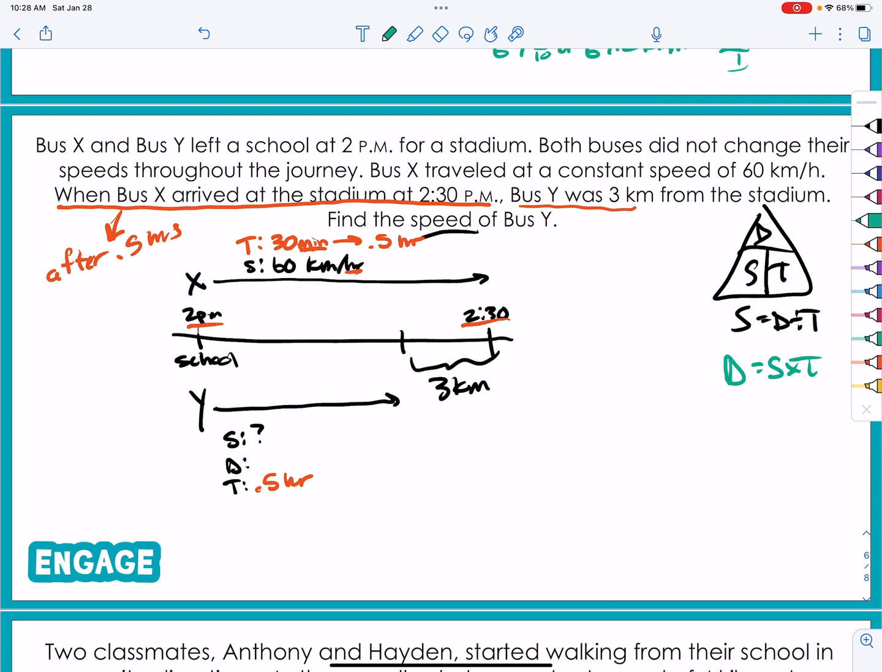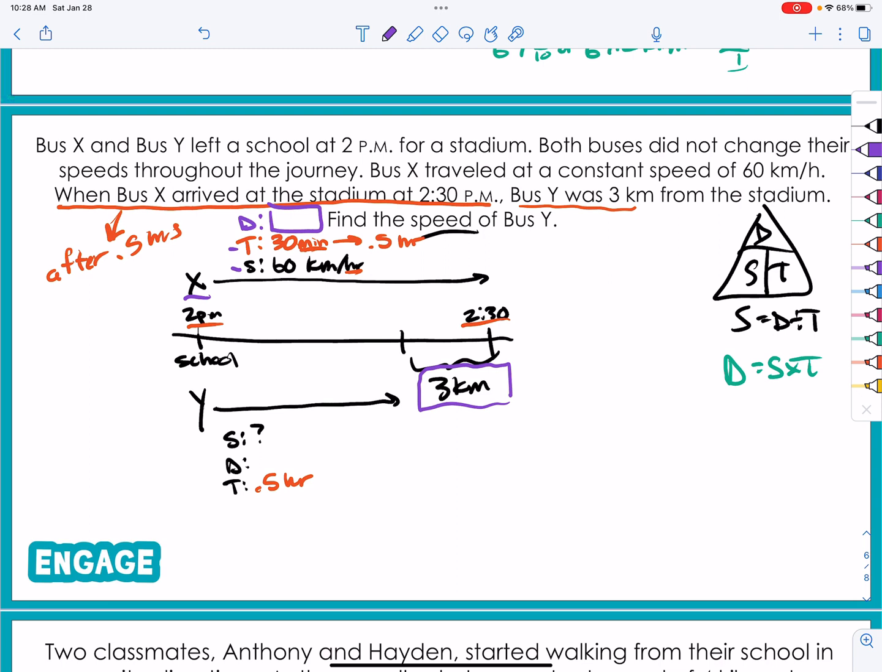So we can't use the formula to calculate the distance for Y. But if I notice up here, I now know two pieces, time and speed, for Bus X. And so that could tell me that whole distance. Now, if I know the whole distance, and I know that Bus Y drove all that distance except 3 kilometers, once I find out the full distance from the school to the stadium, I can take away those 3 kilometers, and that will tell me Bus Y's distance.